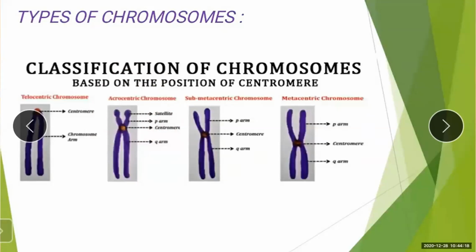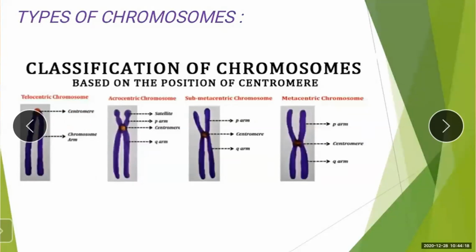Up till now we have seen metacentric, submetacentric and acrocentric chromosomes. And the last type of chromosome is the telocentric chromosome. So what is a telocentric chromosome? The centromere is right at the end of the chromosome, making the chromosome look like the English letter I. Here the centromere is at the end point of the chromosome, and this chromosome consists of only one arm. The P arm is totally absent. Only the lower side, the Q arm, is present.